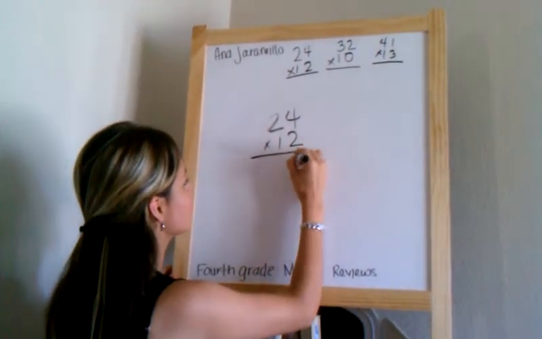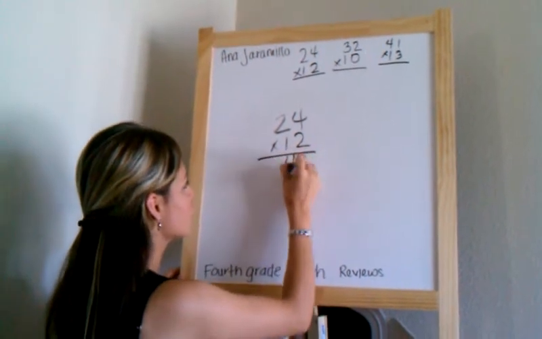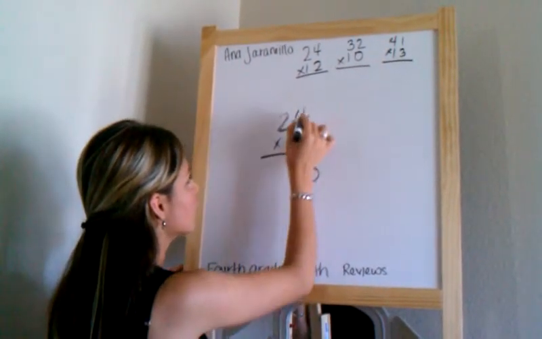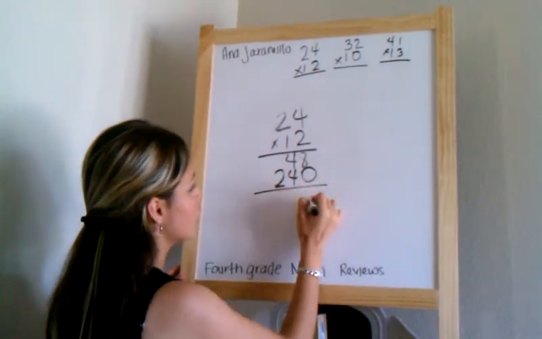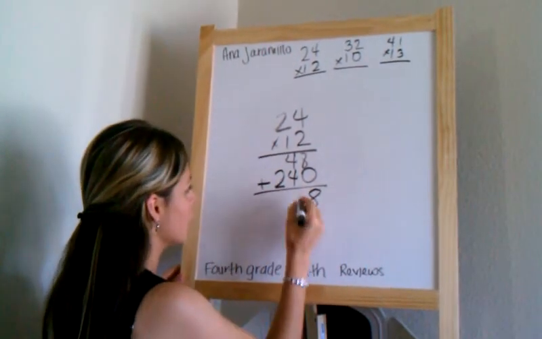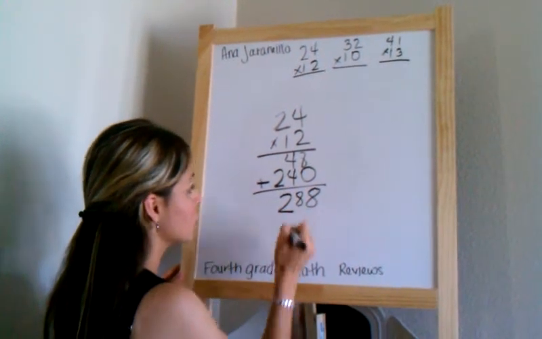It's 4 times 2 is 8. 2 times 2 is 4. You bring down your 0. 4 times 1 is 4. And then 1 times 2 is 2. You're going to go ahead and do this addition on this part. And your total is 288.